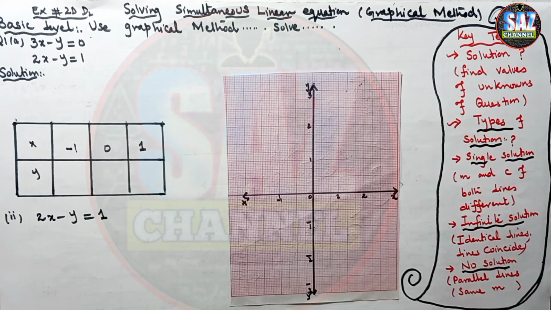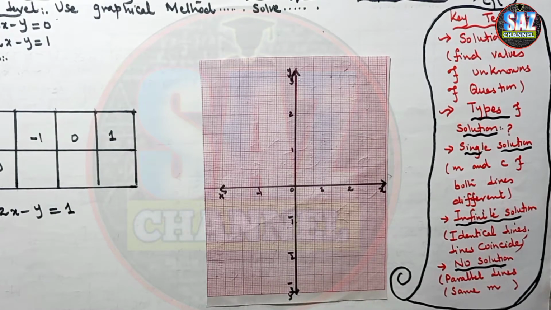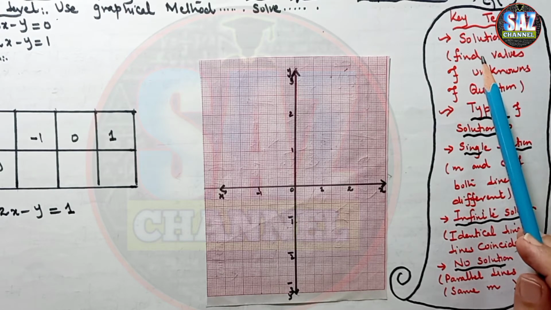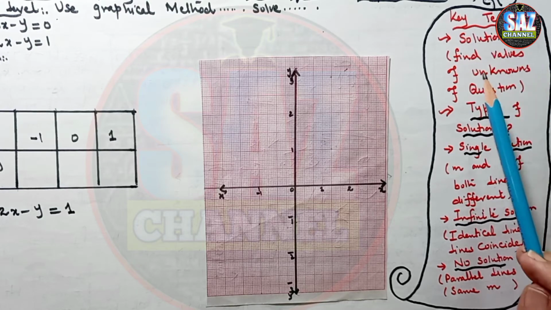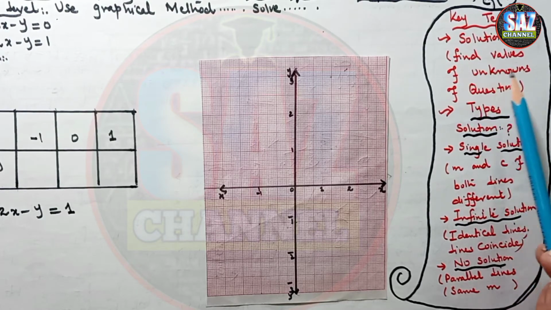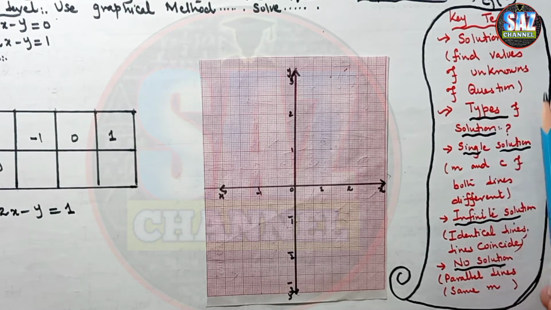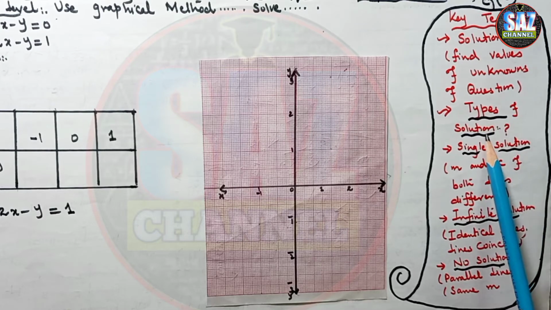This is my first lesson of D2, chapter number 2, exercise 2D, that is solving simultaneous linear equations, graphical method. Before going to the lesson, there are some key terms that we have to understand: what is the meaning of the term and the word solution. Solution means to find the values of the unknowns of the question, and how many types of solution are there.